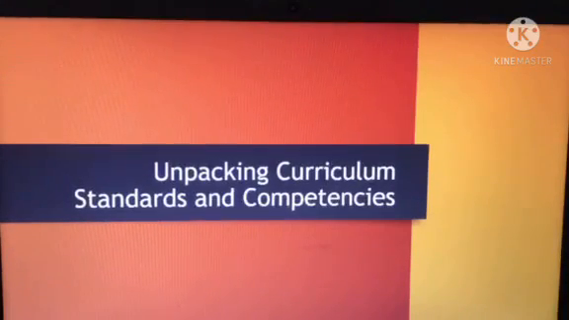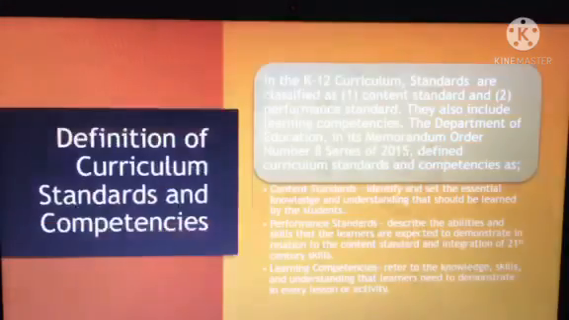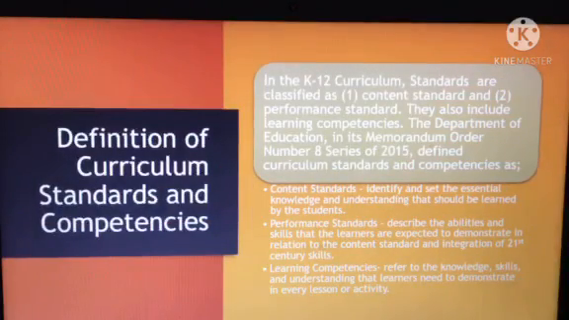So, our report is all about unpacking curriculum standards and competencies. In the K-12 curriculum, standards are classified as content standard and performance standard. They also include learning competencies.